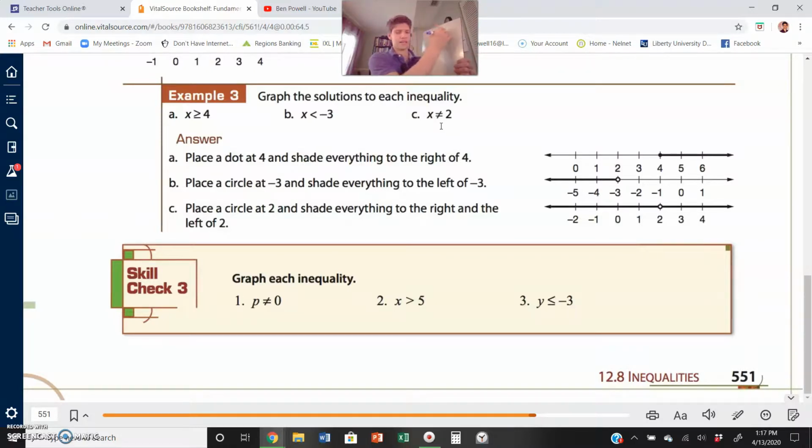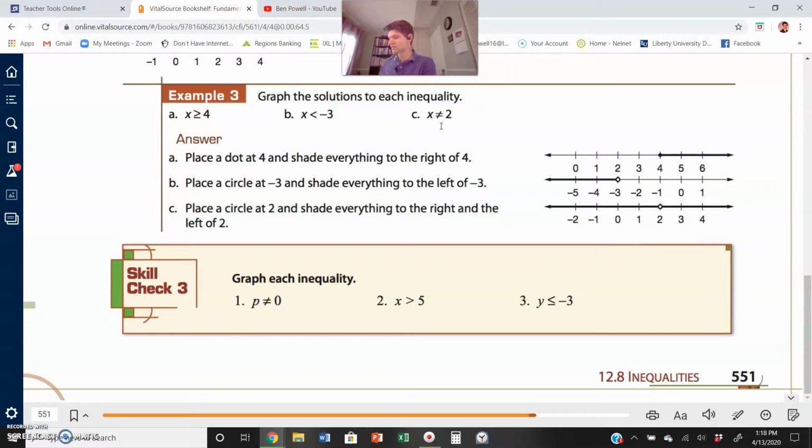x is less than or equal to -3. Put our 3 numbers. -3, 1 less is -4, 1 greater is -2. Now, it's going to be a closed dot, and we're going to go to the left. And that's your answer.